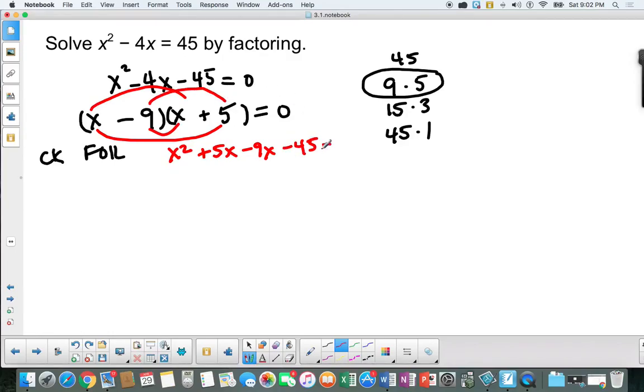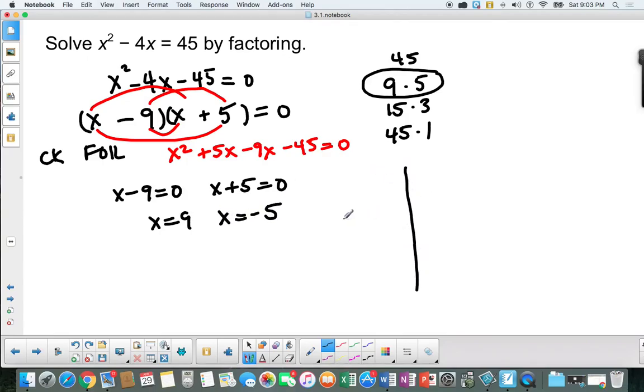Now this checks to see if I factored correctly, and it looks like I did. So now that I know for sure this is a good factored form, I'm going to use the zero product property and set each factor equal to 0. So now x is equal to 9, and x is equal to negative 5. So this is a parabola where I got two answers, one negative 5 and one 9.